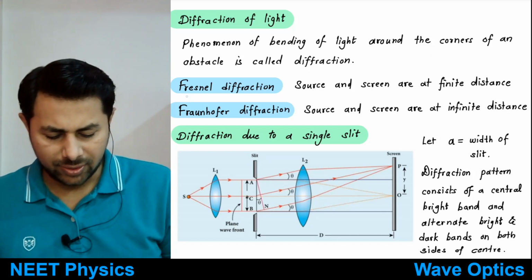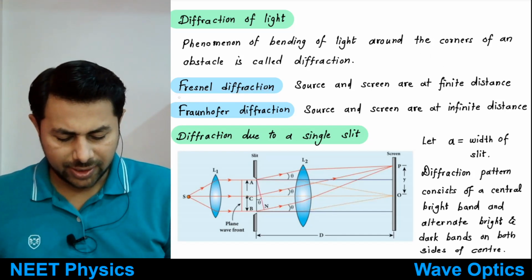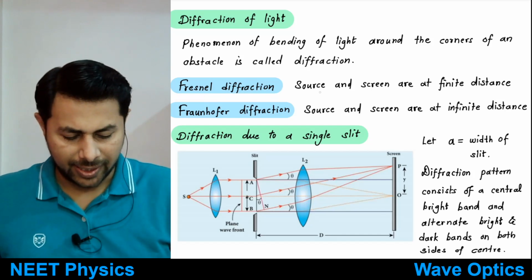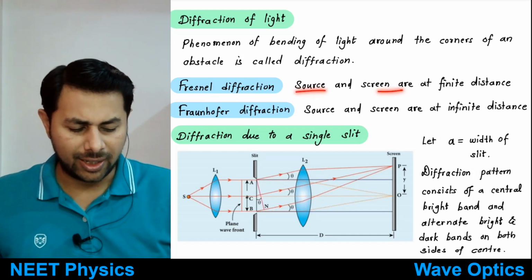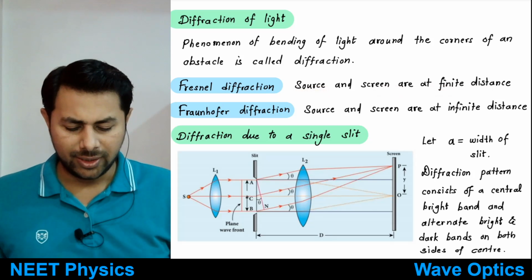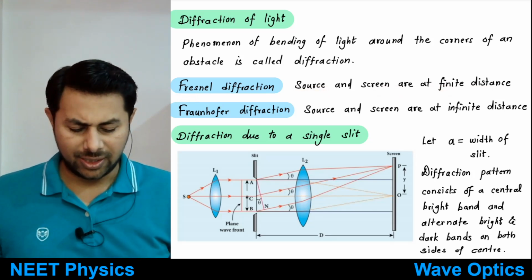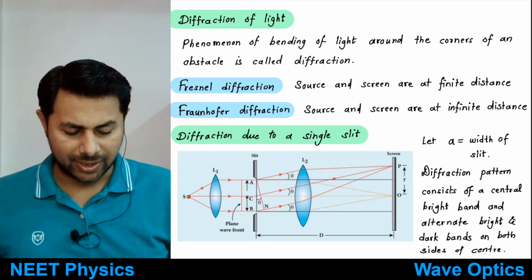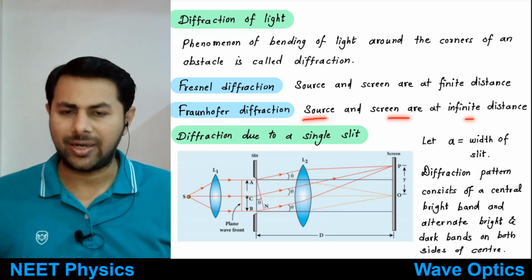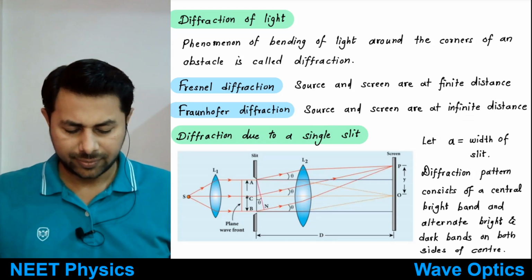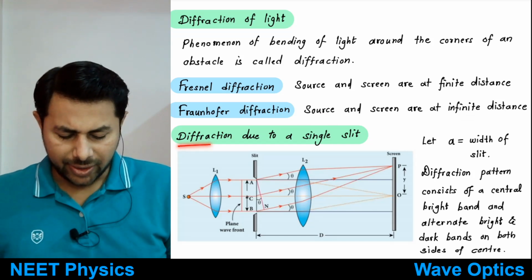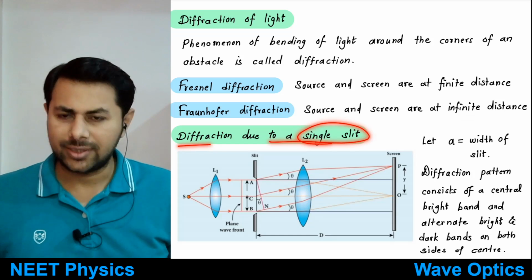Now there are two kinds of diffraction. First is the Fresnel diffraction, and here the source and screen are at finite distance. In case of Fraunhofer diffraction, the source and screen are at infinite distance. Okay, so now let's talk about diffraction due to a single slit.